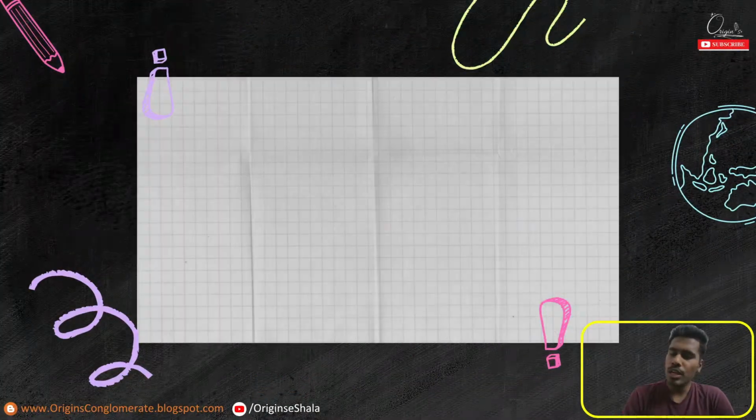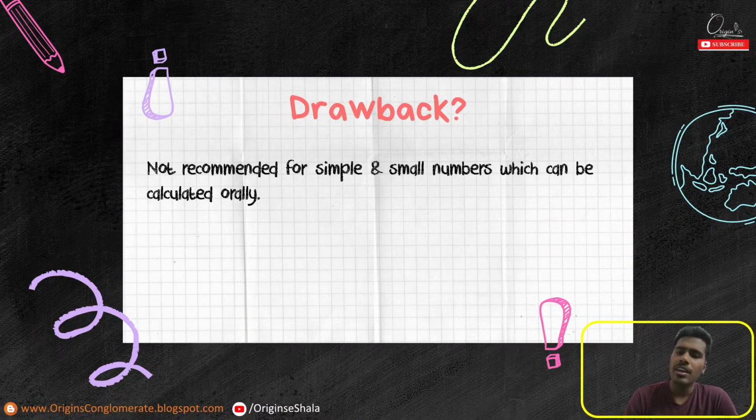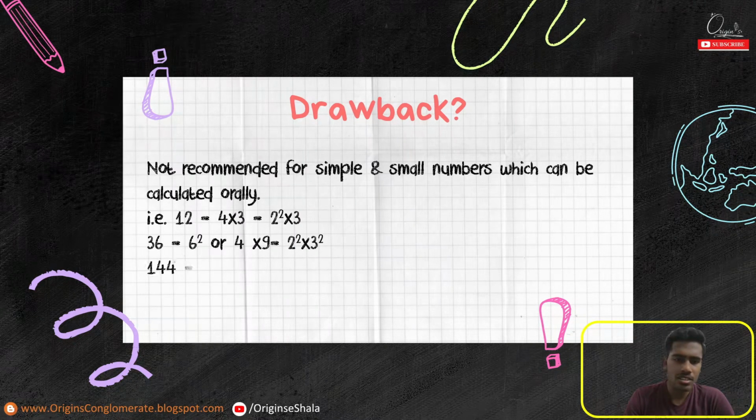Now, before we move into the calculation part, there is indeed a drawback if you are wondering about it, that it is not recommended for simple and small numbers which you can calculate orally, like 12 or perfect squares like 36. You can directly get their total number of factors, and it's not worth wasting time. But yeah, if you are uncomfortable with calculating the total number of factors, and you notice that by this method it is indeed fast for you, then you are free to go ahead.